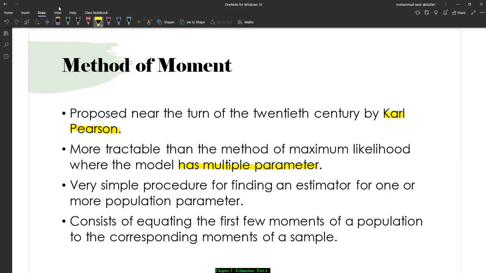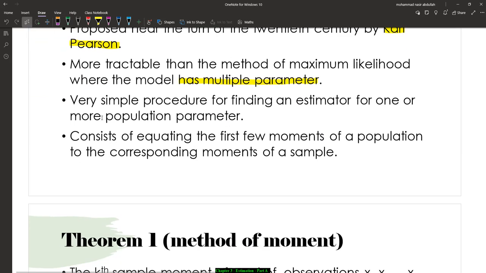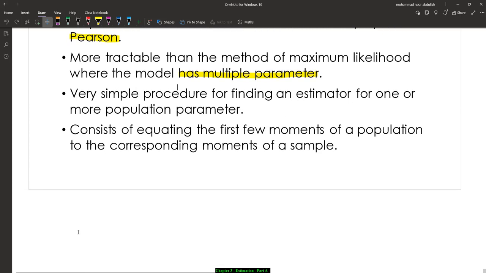But it's going to be very complex if you have a complex equation, right? So a very simple procedure to find an estimator for one or more population parameters consists of equating the first few moments of the population to the corresponding moments of the sample, right? Since we are talking about moments, things that you need to understand or recall are moment about the origin and moment about the mean, right?